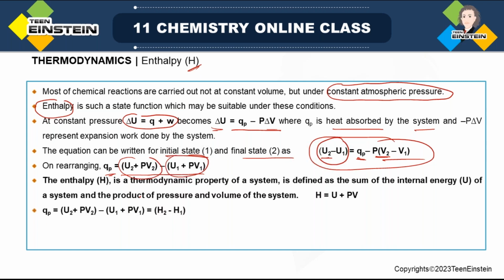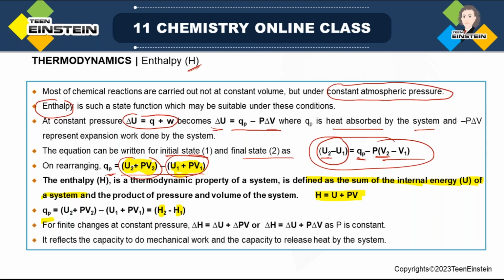So how can we define this enthalpy H? It is that thermodynamic property which is defined as the sum of the internal energy of a system and the product of pressure and volume. So H is basically U plus PV. Now in place of U2 plus PV2, you can write H2. In place of U1 plus PV1, you can write H1. So QP will be equal to del H, that is the difference between enthalpies. So when there are finite changes at constant pressure, we can write it in this way.